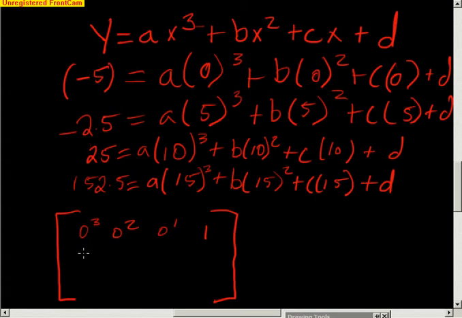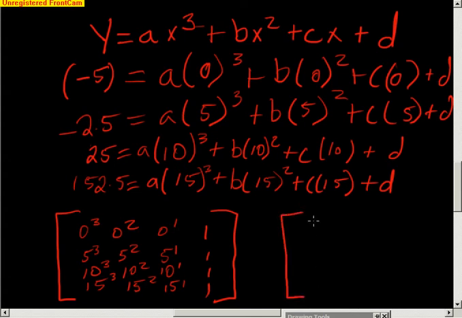And what have I got here? I'm going to have 5 cubed, 5 squared, 5 to the power of 1, and 1 in front of the d. And then I have 10 cubed, 10 squared, 10 to the power of 1, and 1. My final one is 15 cubed, 15 squared, 15 to the power of 1, and 1. That's matrix A.